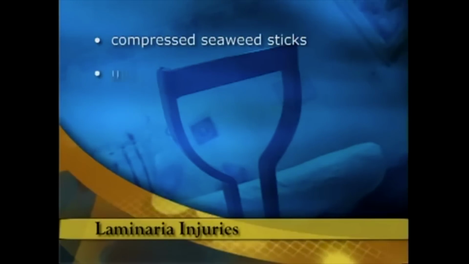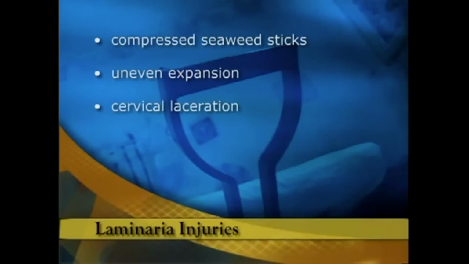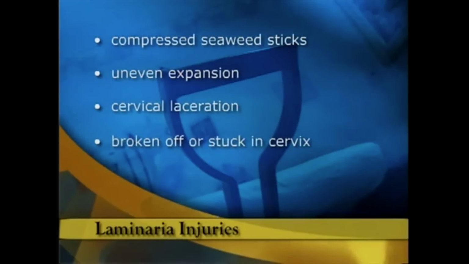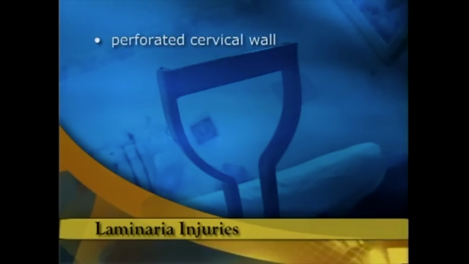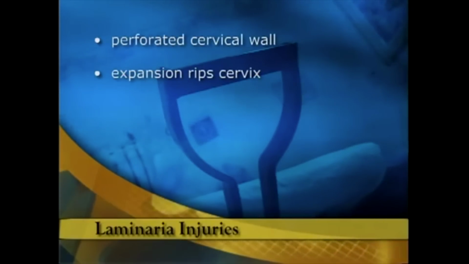The laminaria used to accomplish the initial dilation in D&E abortions can cause cervical injuries. These compressed seaweed sticks do not always expand evenly, sometimes becoming larger on the ends than in the middle. When that happens, the risk of a cervical laceration increases. Laminaria can also be broken off or become stuck in the cervix. In other cases, a laminaria is accidentally pushed through the side wall of the cervix during insertion. If that situation goes undetected, the laminaria will rip the cervix as it expands.